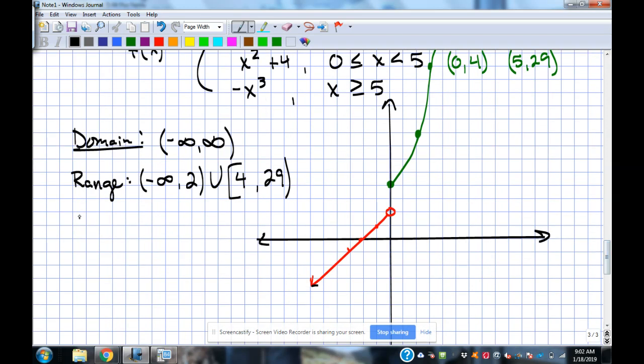Intercepts. There's only one at 0, 4. And continuity. It's discontinuous. Oh, it does, doesn't it? Where does it cross the x-axis at? Negative 2, 0. Our red line crosses the x-axis there. Good job. Way to go.